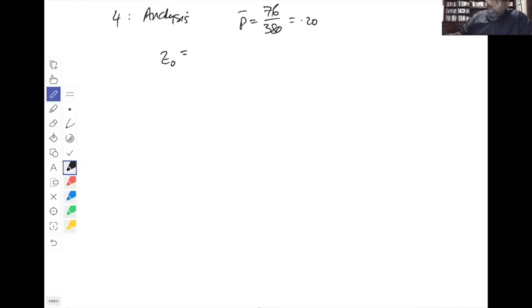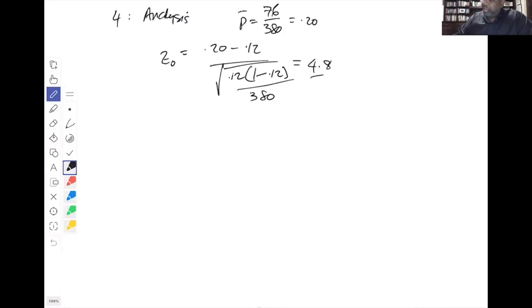So 0.20 minus P, which is from the null hypothesis, 12%. And then we use P times 1 minus 12% over 380. If you compute that, you get a fairly large Z value of 4.8. So this sample is 4.8 standard deviations away from the mean.